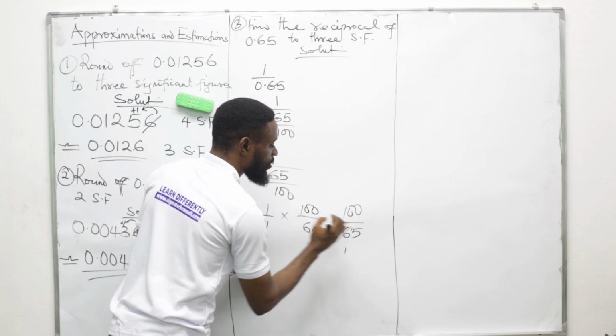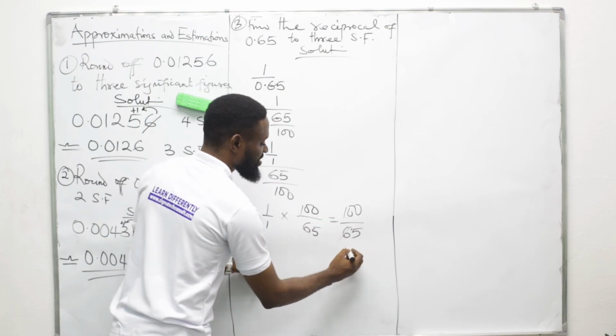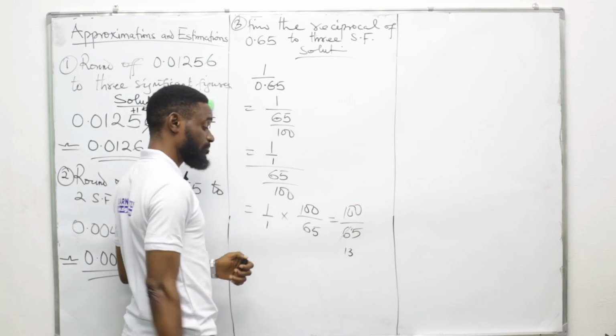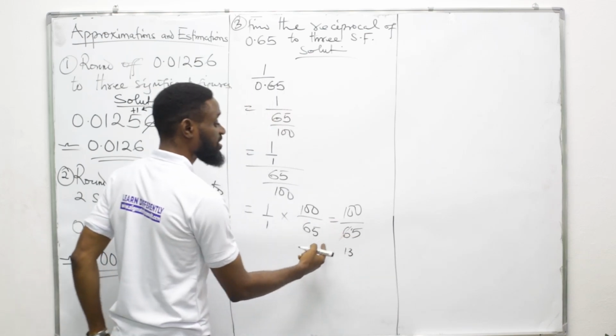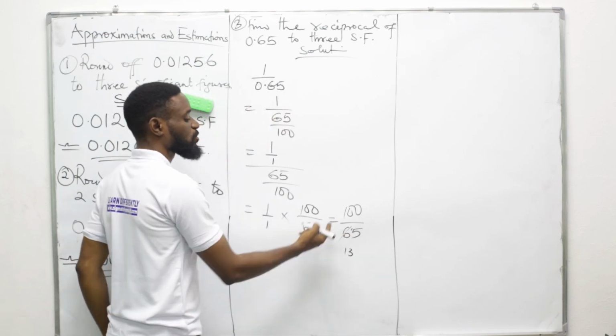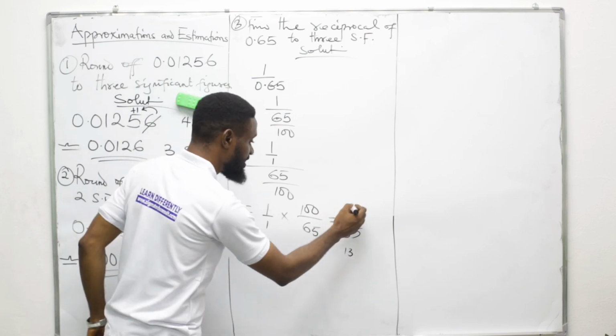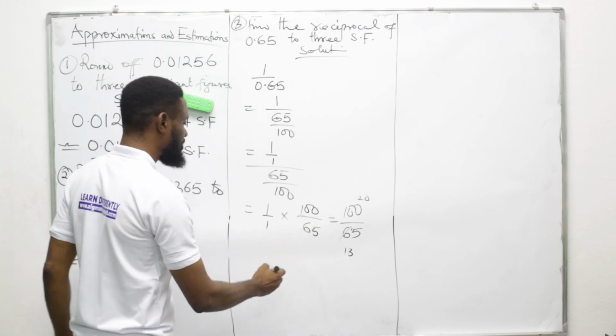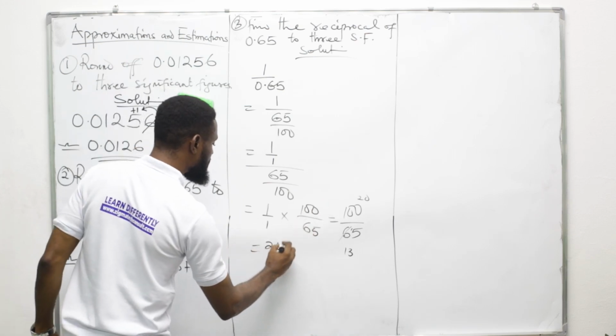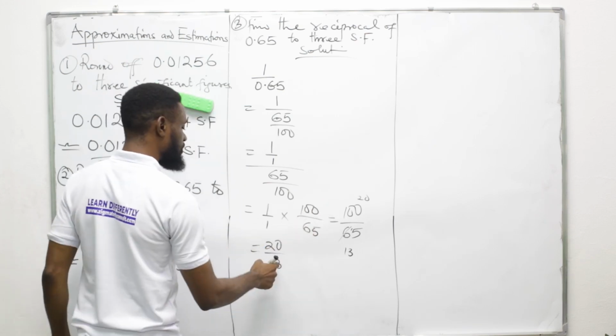Put 1 in 5, it becomes 15. 5 into 15 is 3. So 5 in 65 is 13. So 5 in 100 is 20. Do you get that now? So what that means is that we have 20 over 13.